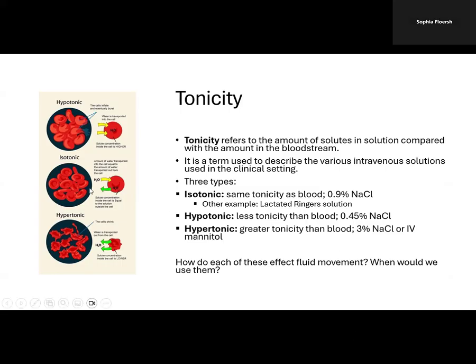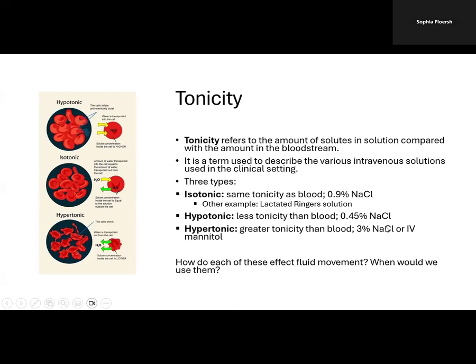I like this picture here of isotonic. They show the H2O going into the cell at the same rate that it's coming out. So you're not really losing, you're not really gaining. This is great for somebody who has dehydration because they just don't have enough fluid on board. So it's a good solution for that.